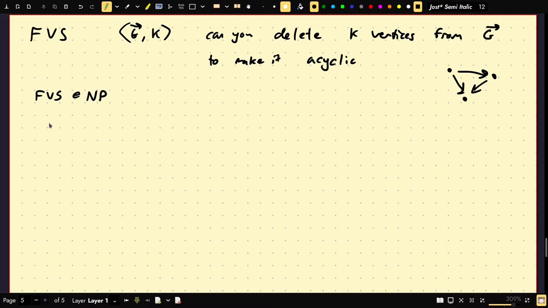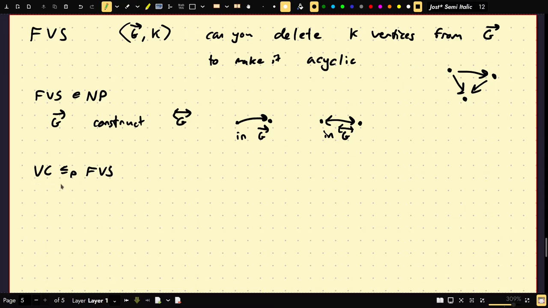So here's the claim. If G is a directed graph, construct, I'll use a double arrow, such that if this was an edge in G, one way, then double it in G double arrow. Basically, we're constructing an undirected graph from a directed graph. I'm going to reduce from vertex cover to FVS. So vertex cover is polynomial time reducible to FVS. And recall, vertex cover, we choose some set of vertices such that every edge is connected to a vertex in the vertex cover.